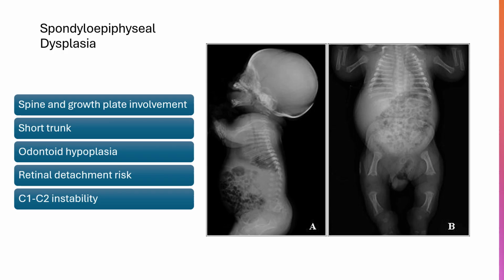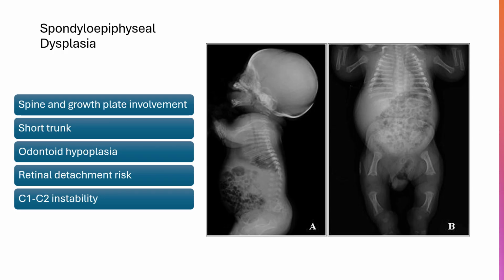Here's where the condition becomes particularly concerning. The odontoid hypoplasia creates a potentially dangerous situation at the junction between the skull and spine. The odontoid process acts like a pivot point that allows your head to rotate, and when this structure is underdeveloped, it can create instability that threatens the spinal cord. Think of this as having a loose connection in the most critical joint in your body.